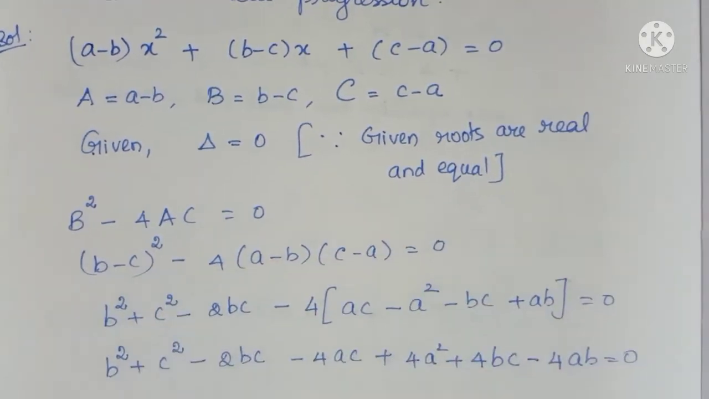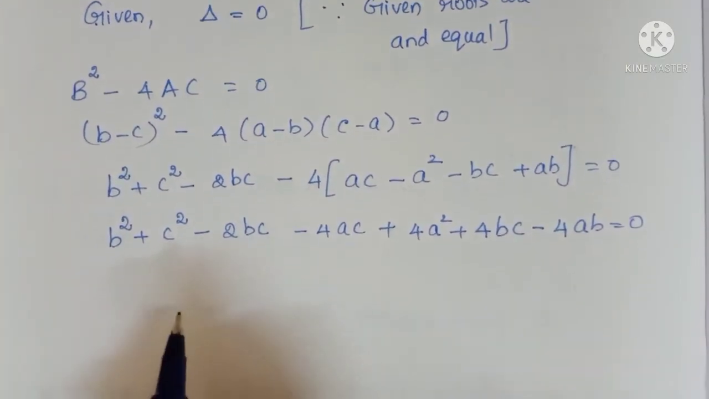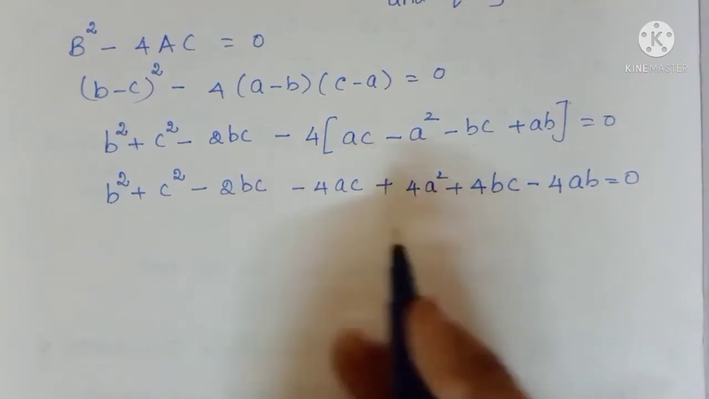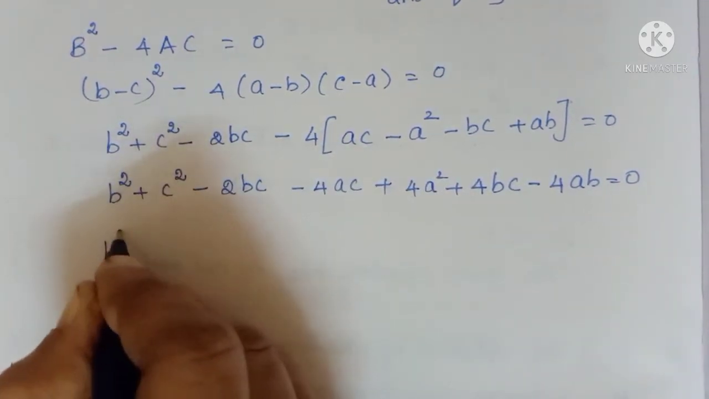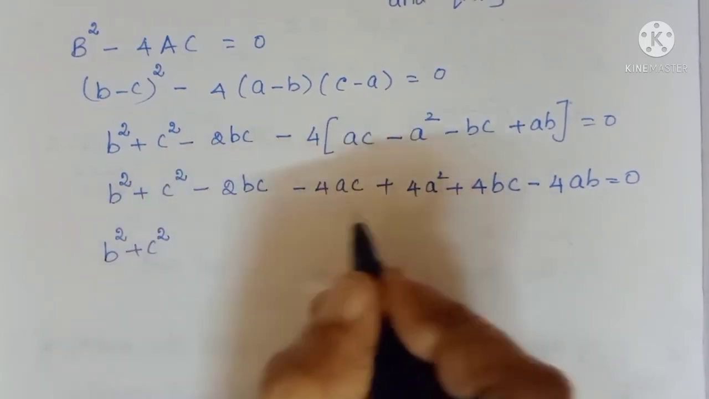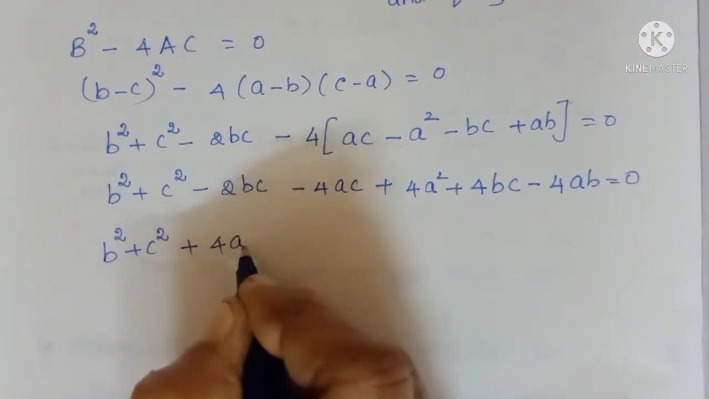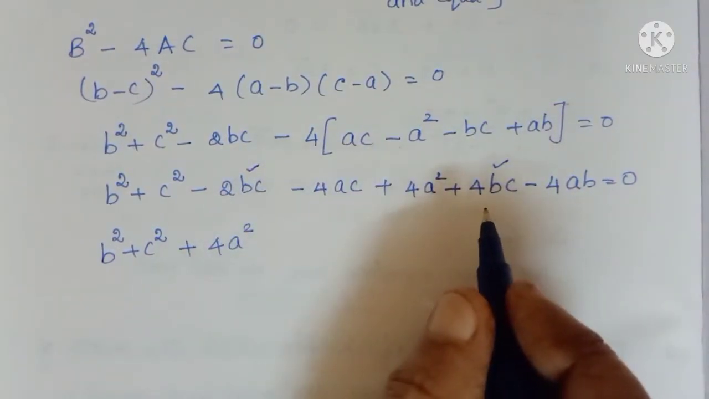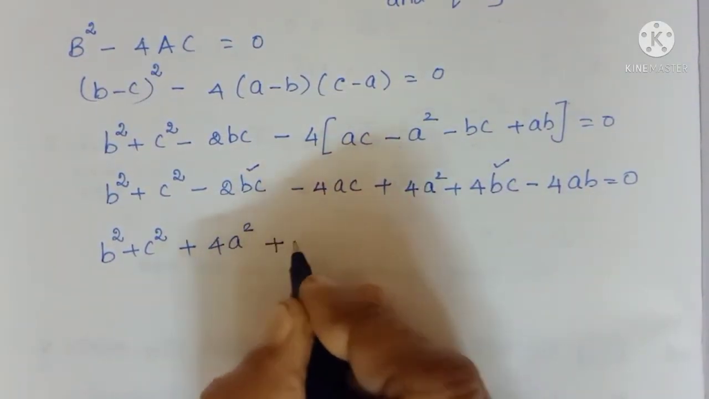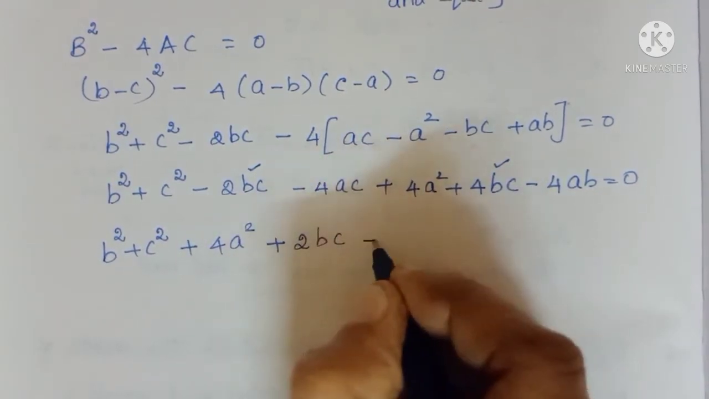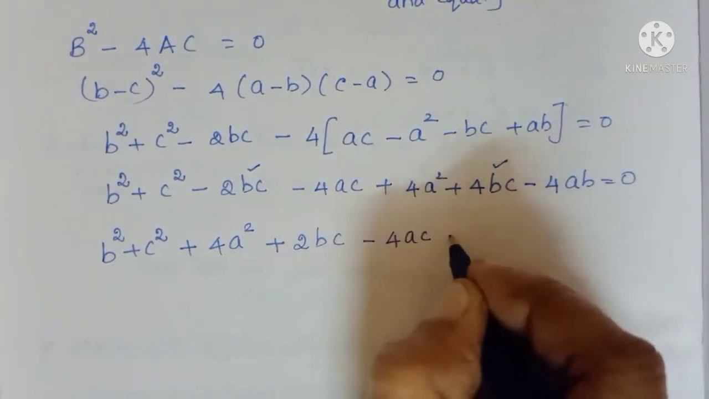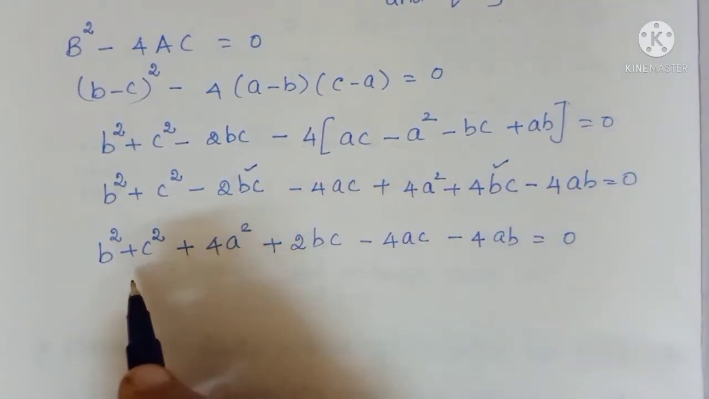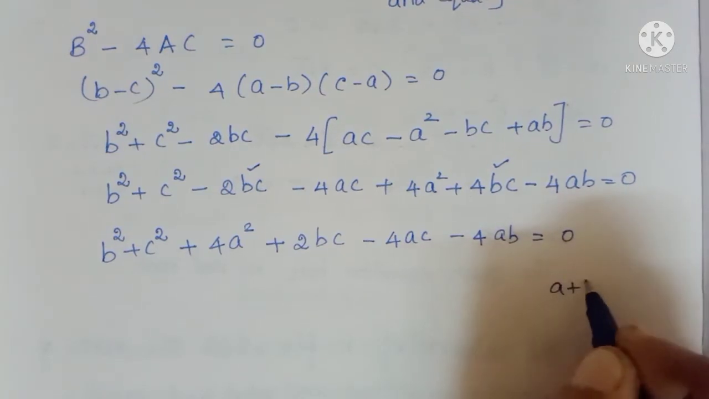Now see any like terms are there. BC term, see here, minus 2BC, here plus 4BC. So we can reduce these two. So we will get B squared plus C squared. I'll write A squared term first, plus 4A squared minus 2BC plus 4BC. So we can subtract and we can take greater number sign. So we will get 2BC. Then minus 4AC. Then this last term minus 4AB equal to 0. Now see, this is in the form of A plus B plus C the whole square.